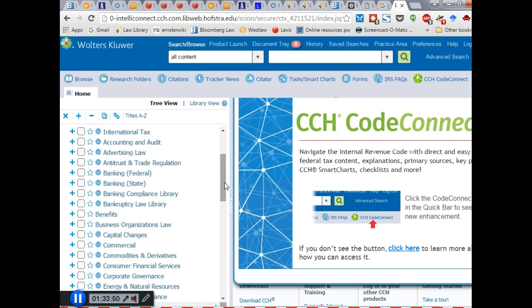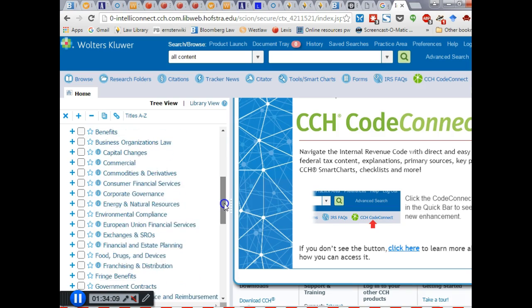CCH is very popular, probably most popular for tax. Also, you can see some of the securities materials. That would be another place. If you had a securities question, as a reference librarian, I would be sending you to the CCH Federal Securities Law Reporter, which is online on CCH IntelliConnect, and other areas as well.